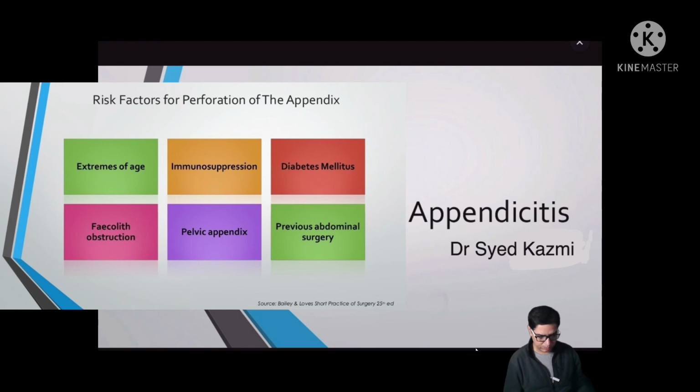And those people who've had previous abdominal surgery might have fibrous tissue surrounding the areas, and this fibrous tissue hasn't got that elasticity. So obviously, if it gets swollen, there are more chances that the appendix can burst in that particular area.